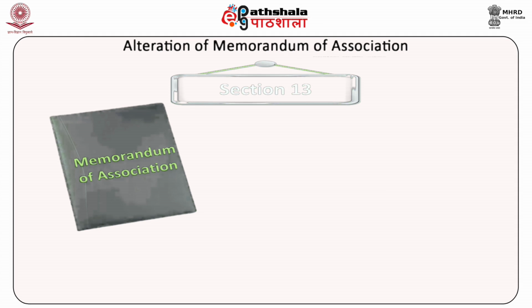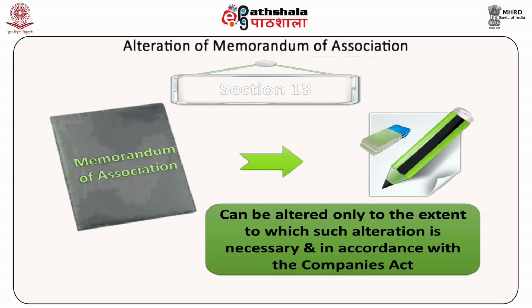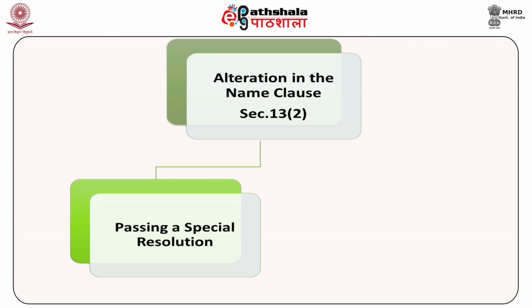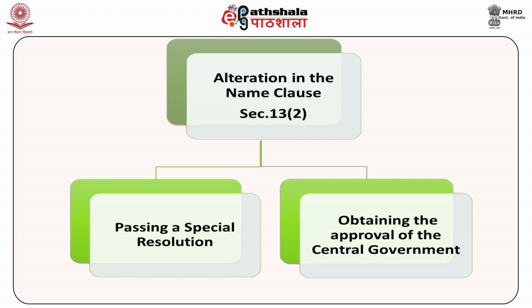The memorandum of association can be altered only to the extent to which such alteration is necessary and in accordance with the provisions of the Companies Act as provided under Section 13. Alteration in the name clause under Section 13, subsection 2 of the Companies Act can be effected in the following ways. A company can change its name at any time in the course of its business by A. passing a special resolution and B. obtaining the approval of the central government in writing to the change.